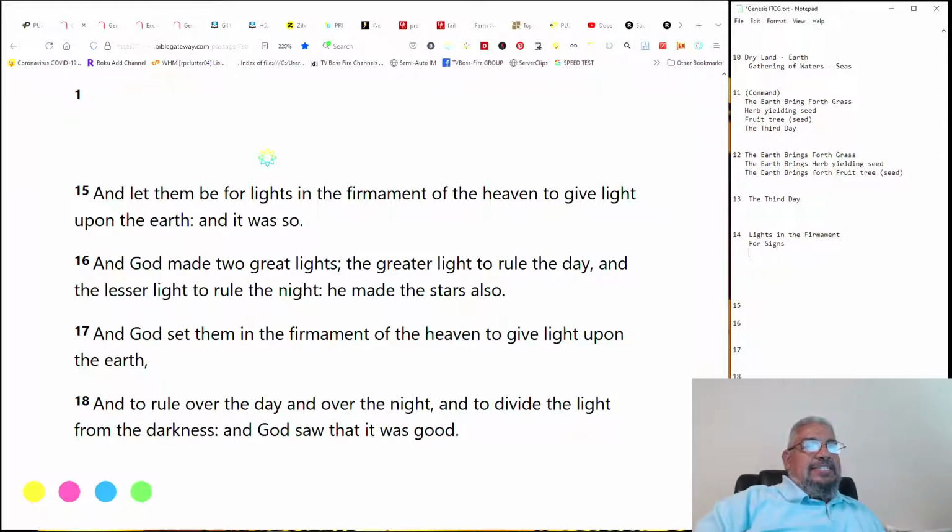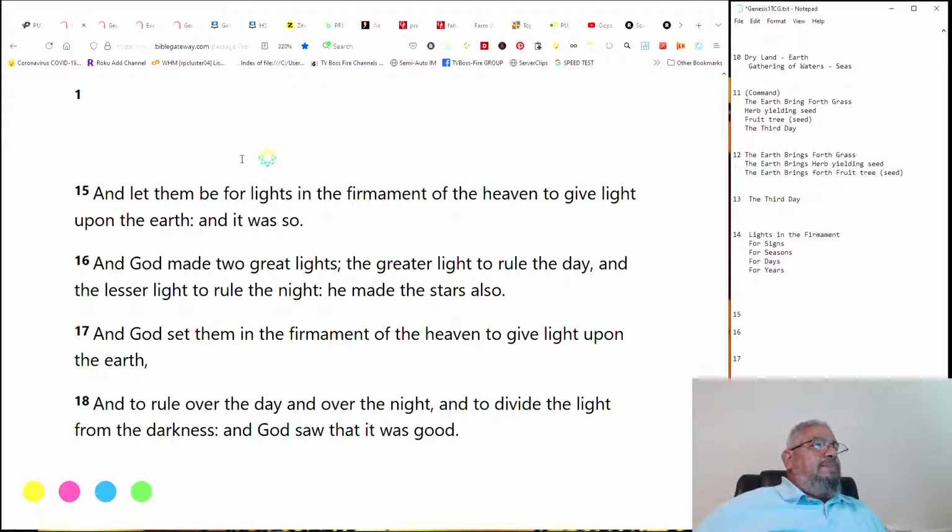Then we have seasons, right? And we have the days, and we'll write down here years. Entonces ponemos ahí en la lista las luces del firmamento, en el firmamento, para señales, para sazones, para tiempos, para días, para años.